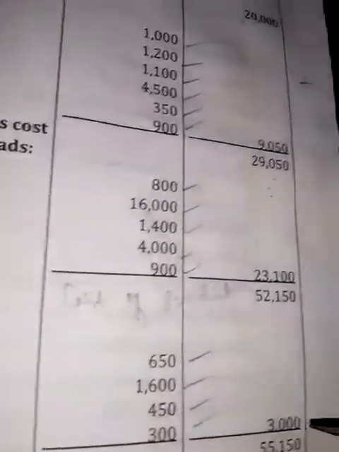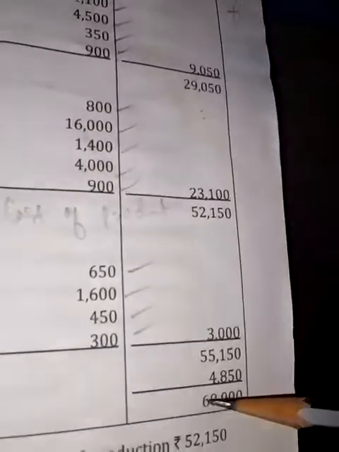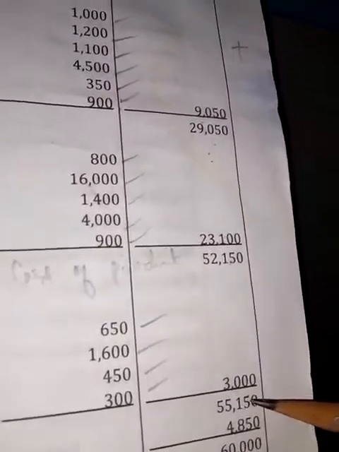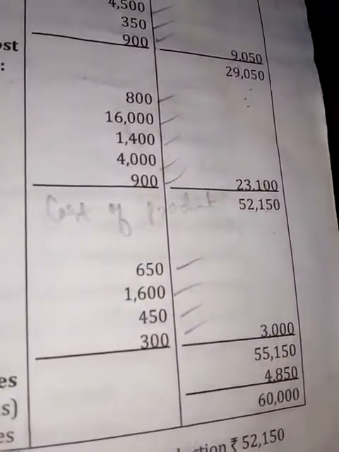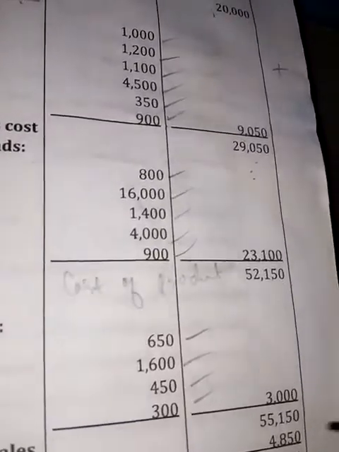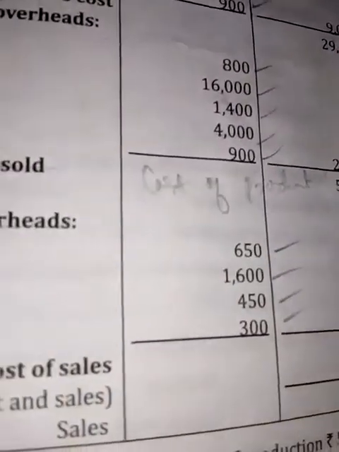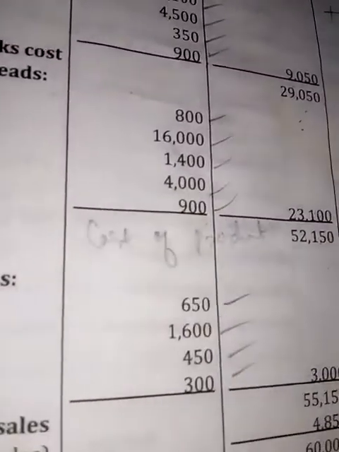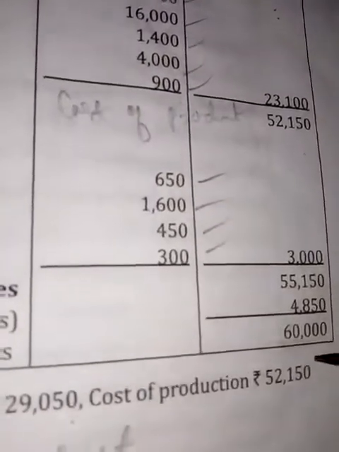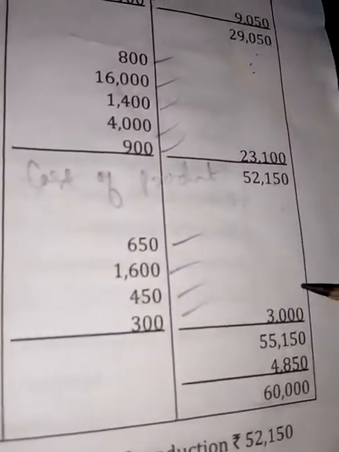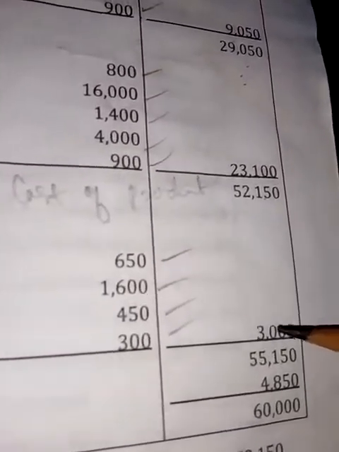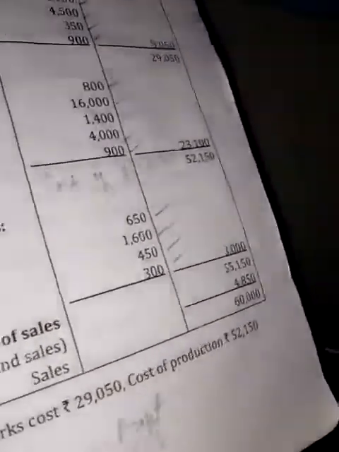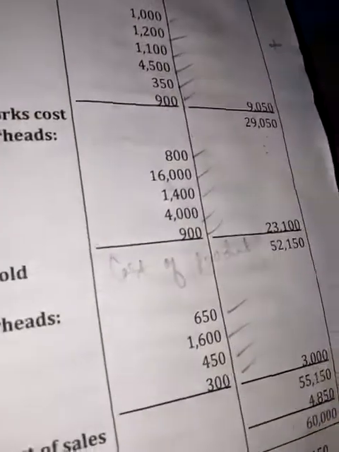Sometimes, as per the requirement, as in this problem, the sales value is given as 60,000. We need to find out the profit by considering the total cost. So sales value minus total cost, we get the profit. For this one order, the profit is 4,850. Since the sales value is given as 60,000, we need to find out the total cost incurred by preparing this cost sheet. So I hope you understand how to prepare the cost sheet with this first example.